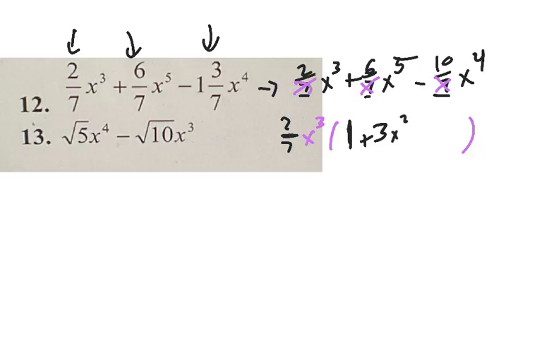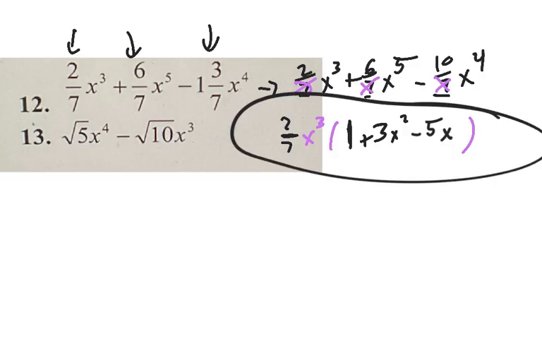And then same thing here, 10. But I took out 2, so divide. 10 divided by 2 is 5. And then x to the fourth, but I took out x to the third. Leaves me with x to the first, or just x, which is here.